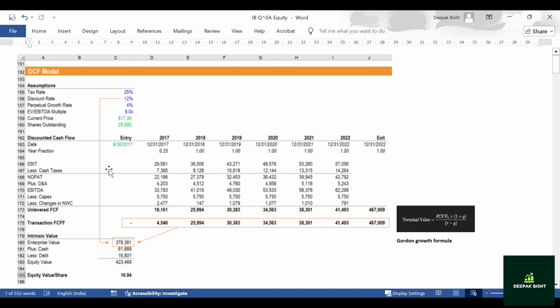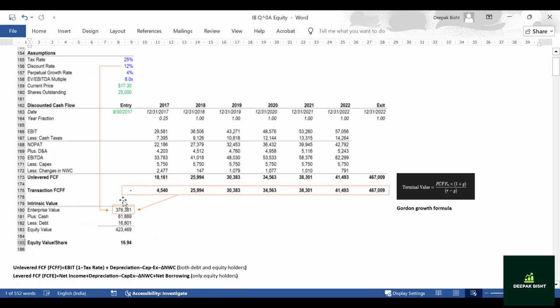where we multiply the EBITDA or any multiple with, for example, 8x. We assume that this much is the terminal value after using the exit multiple approach. Since we have forecasted all these numbers, we will calculate the enterprise value, which is the sum of all the present values of the explicit forecast cash flows and the terminal value.